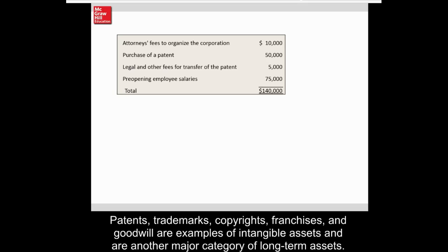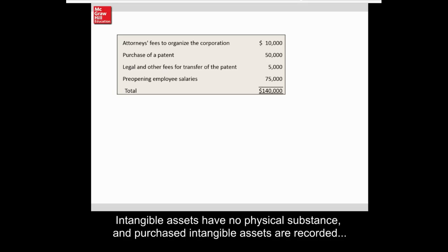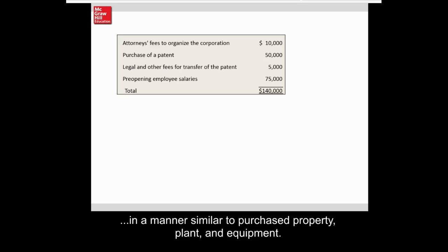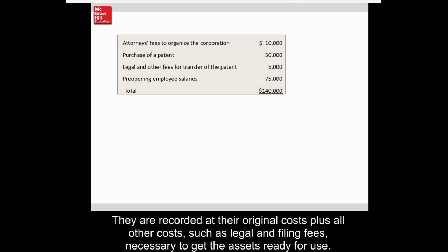Patents, trademarks, copyrights, franchises, and goodwill are examples of intangible assets and are another major category of long-term assets. Intangible assets have no physical substance, and purchased intangible assets are recorded in a manner similar to purchased property, plant, and equipment. They are recorded at their original costs, plus all other costs, such as legal and filing fees, necessary to get the assets ready for use.